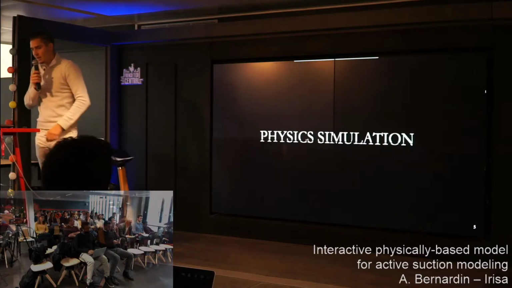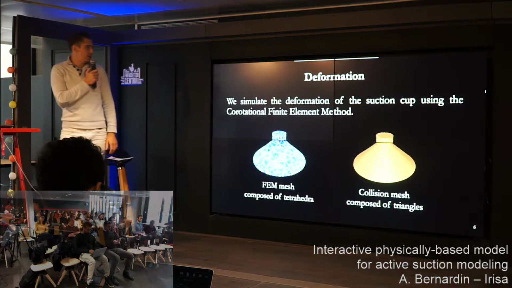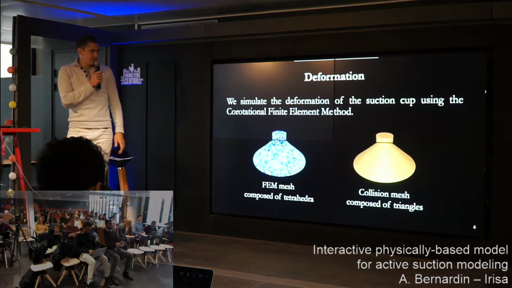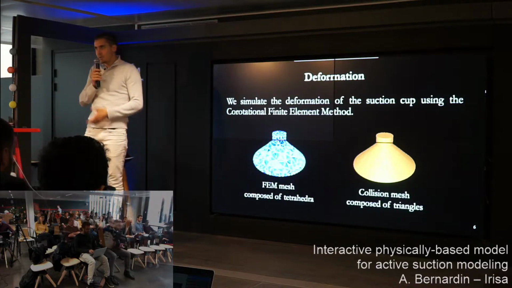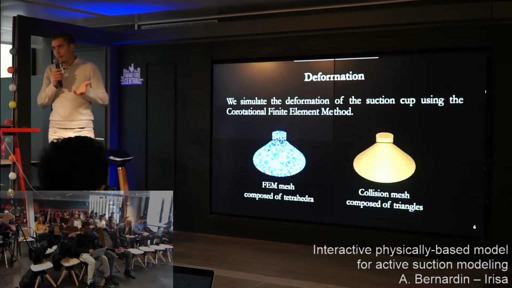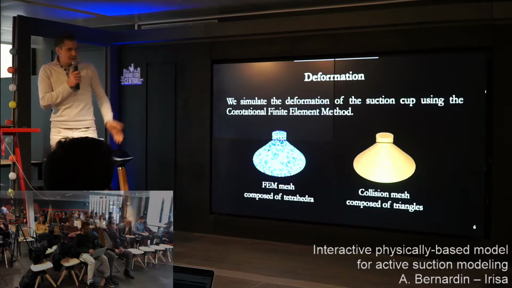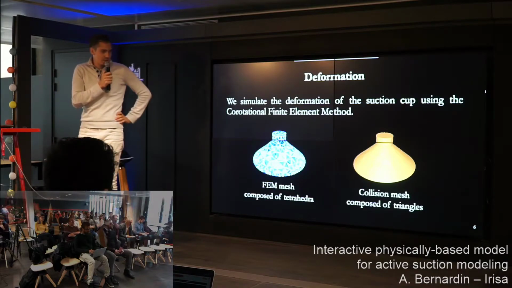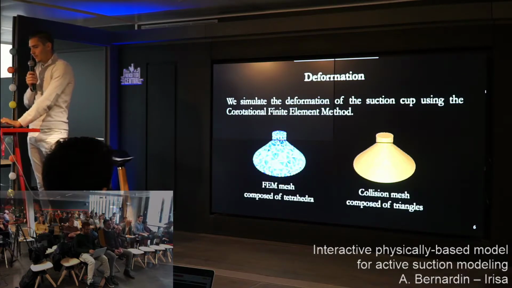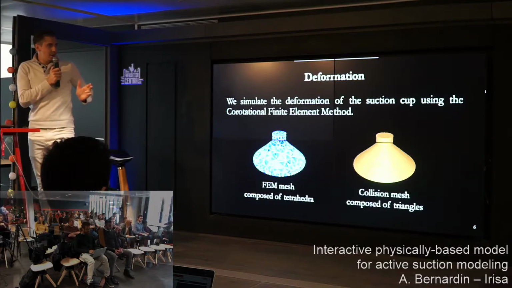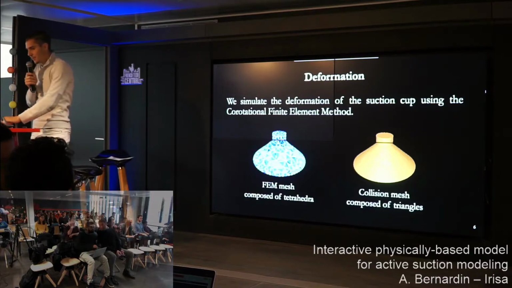So let's begin with the physics simulation part. As you may know, the deformation of the suction cup is performed using the co-rotational finite element method. It means that from a topological point of view, we have a mesh composed of tetrahedra, and in addition a surface collision mesh composed of triangles for collision detection purposes. Now I will detail the different stages of what happens during one time step.